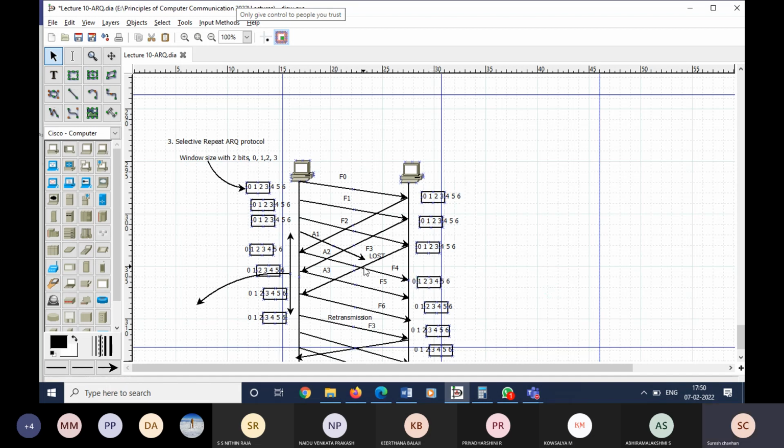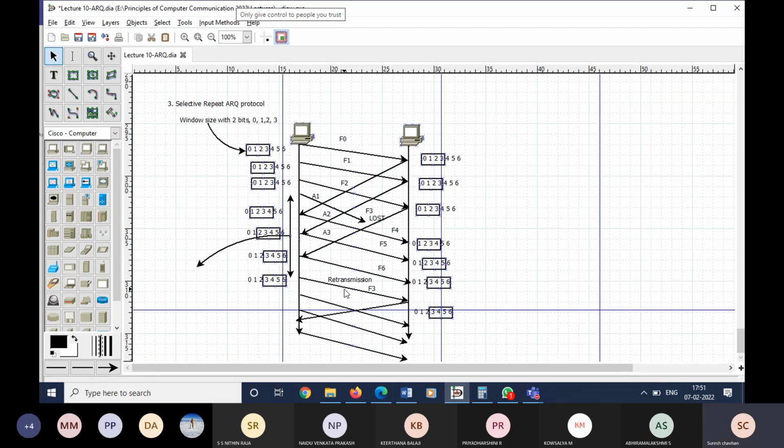So you can easily see that F3 is lost, and F4 has been sent, right? Here the window size will include F4, so it will accept. And here F5, so it will accept because the F5 frame will be in the window. And here F6 will be in the window, so it will accept. Same thing, right?